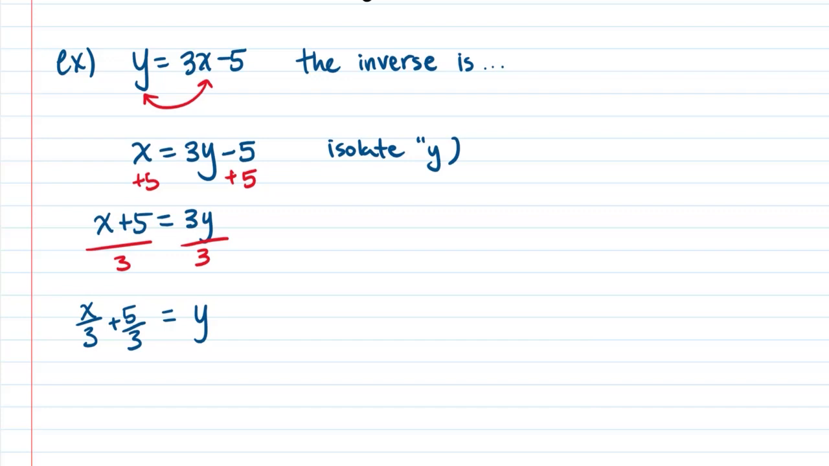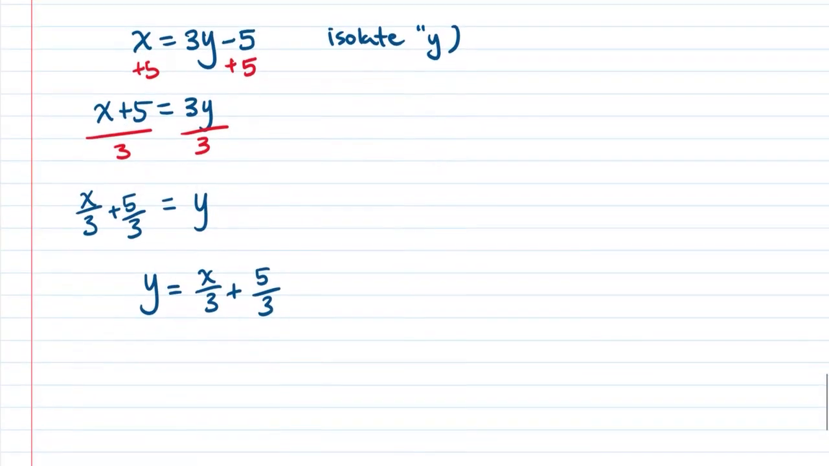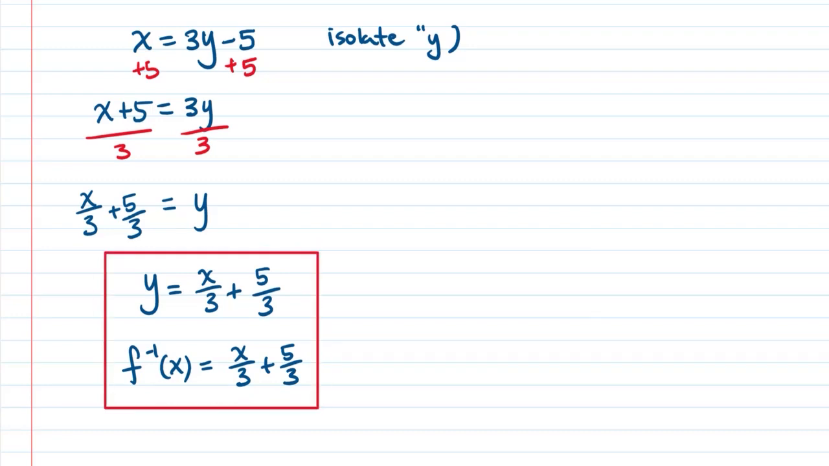Okay, so the inverse of y is equal to 3x minus 5 is y equals x over 3 plus 5 over 3, or you can even use the symbol for inverse function: inverse f of x is equal to x over 3 plus 5 over 3. And that's how you write the answer for an inverse function.